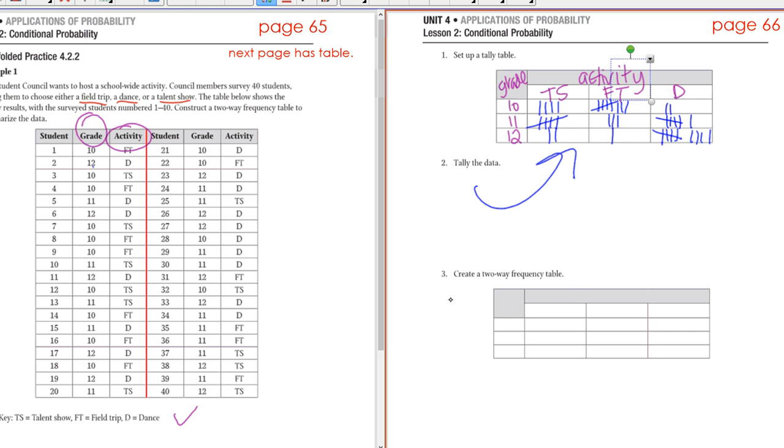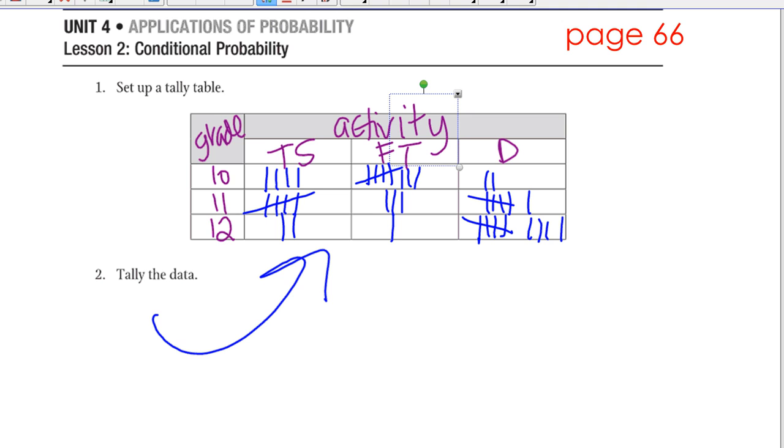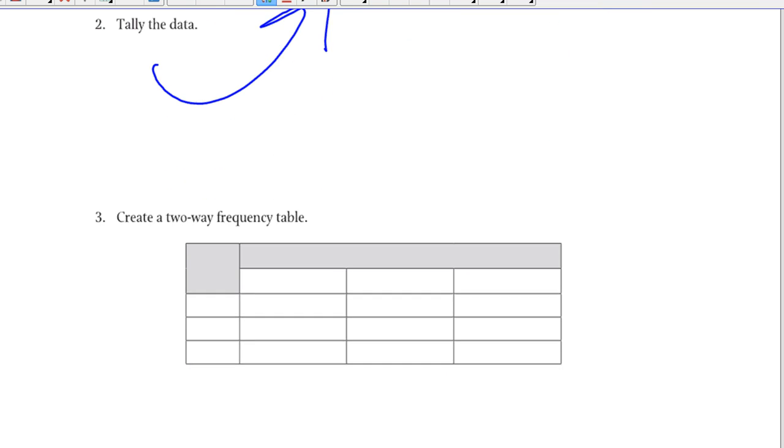So then, when it says create a two-way frequency table, all you're doing is formalizing what you have here. So I can go back to single page because I don't need that data anymore. And you're just saying, okay, I said this was my grade. I said this was the activity they liked. So this is 10th, 11th, and 12th grade. And then this is the talent show. This is the field trip. And this is the dance.